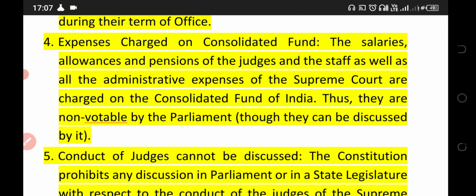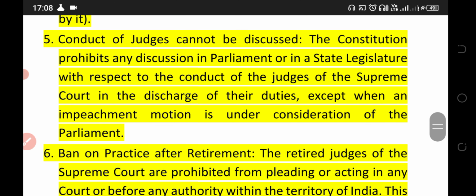Expenses charged on the Consolidated Fund. The salaries, allowances and pensions of the judges and the staff, as well as all the administrative expenses of the Supreme Court, are charged on the Consolidated Fund of India. Thus, they are non-votable by the Parliament, though they can be discussed by it. Conduct of judges cannot be discussed. The Constitution prohibits discussion in the Parliament or in the state legislature with respect to the conduct of the judges of the Supreme Court in the discharge of their duties, except when an impeachment motion is under consideration of the Parliament.